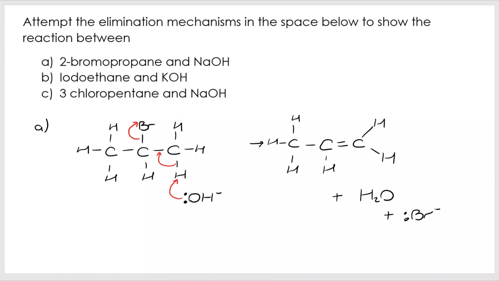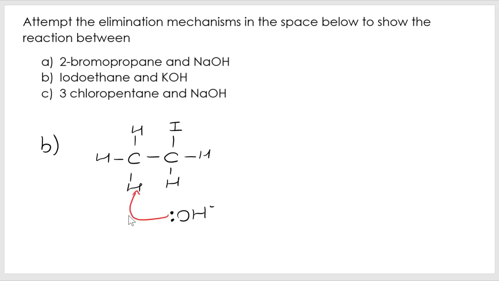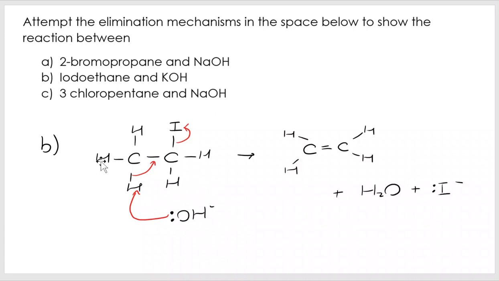For the next example, have a go if you haven't already. Iodoethane, and so I've got my iodine here. I've got OH- coming in. Once again, it attacks a hydrogen on the adjacent carbon. That then means that the C-H bond is lost and those electrons move in, curly arrow from bond to bond, and final curly arrow to show the removal of the iodine, and mechanism done. It's exactly the same format each time. And remember, we've made our alkene, ethene in this case, H2O, I-, and specifically we're making KI here.